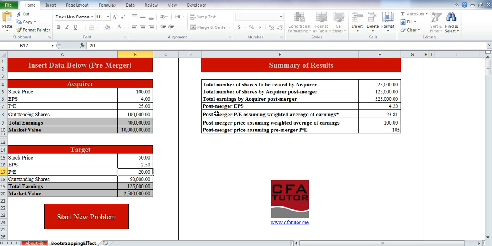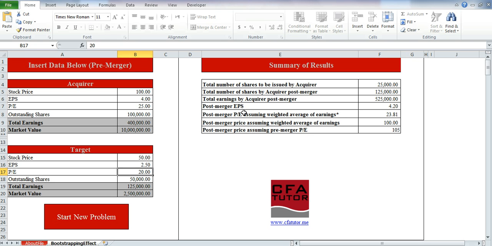And then we have a post-merger price to earnings assuming a weighted average of earnings. So basically, if we take a weighted average of the earnings and multiply it by the price to earnings, in this case 400,000 divided by the sum of 400,000 and 125,000, multiplied by 25, doing the same for the target, dividing 125,000 by 525,000 and then multiplying it by 20, we'll find a price to earnings of 23.81.